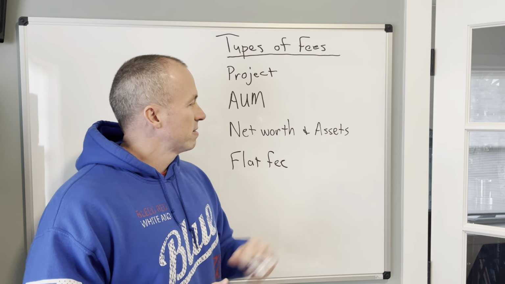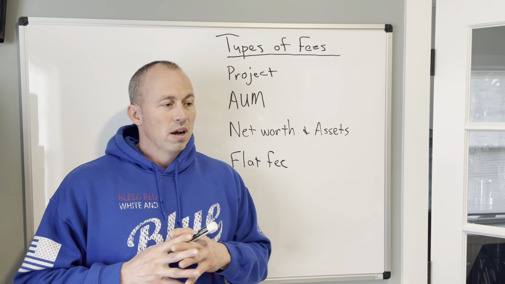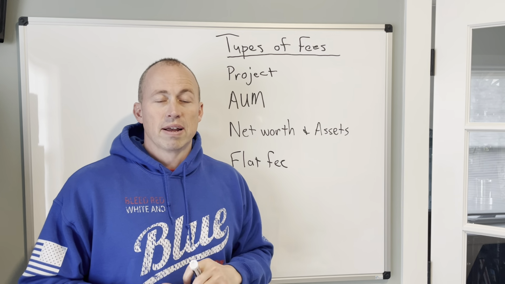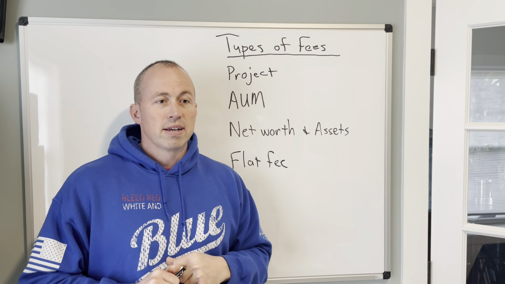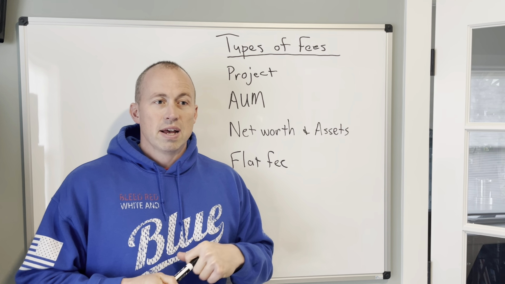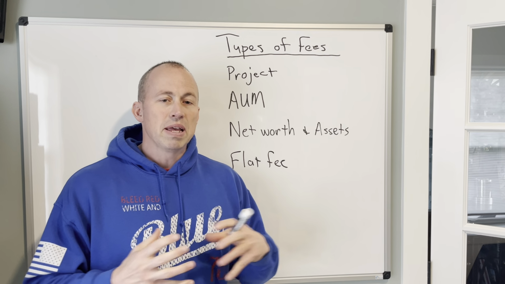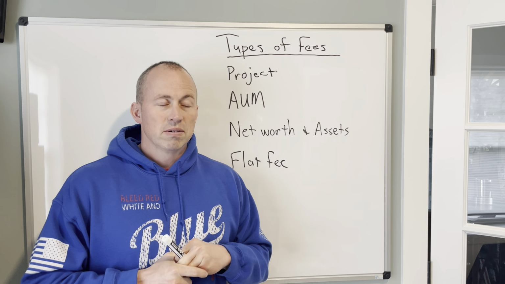So, net worth and assets. There's a small group of advisors, and I say small, all groups are small compared to AUM. That's the predominant way of charging. Net worth and assets is another way of charging. It sounds to me like a fairer way of charging as an advisor.